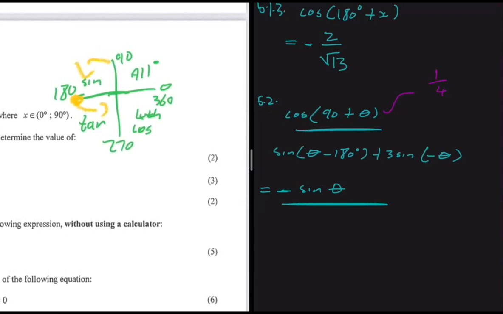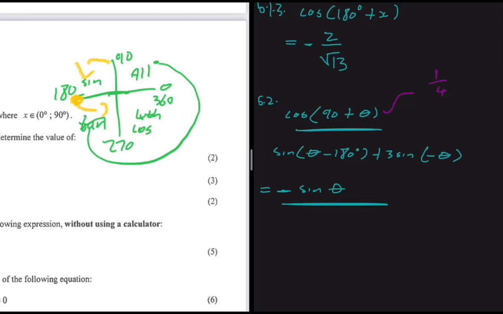Because that is just theta. So if we minus 180 from theta, we're going to end up in the third quadrant. Why are we saying we're gonna end up in the third quadrant if you minus 180 from theta? Theta is a number between 0 and 90. If you minus 180 from a number between 0 and 90, your answer will be between 180 and 270. So for sine of theta minus 180, we're gonna end up in the third quadrant.